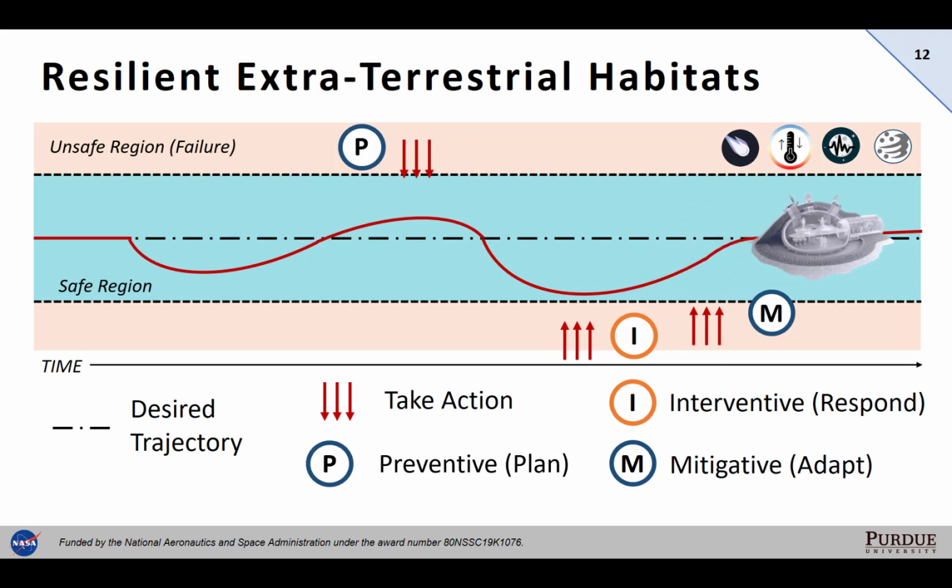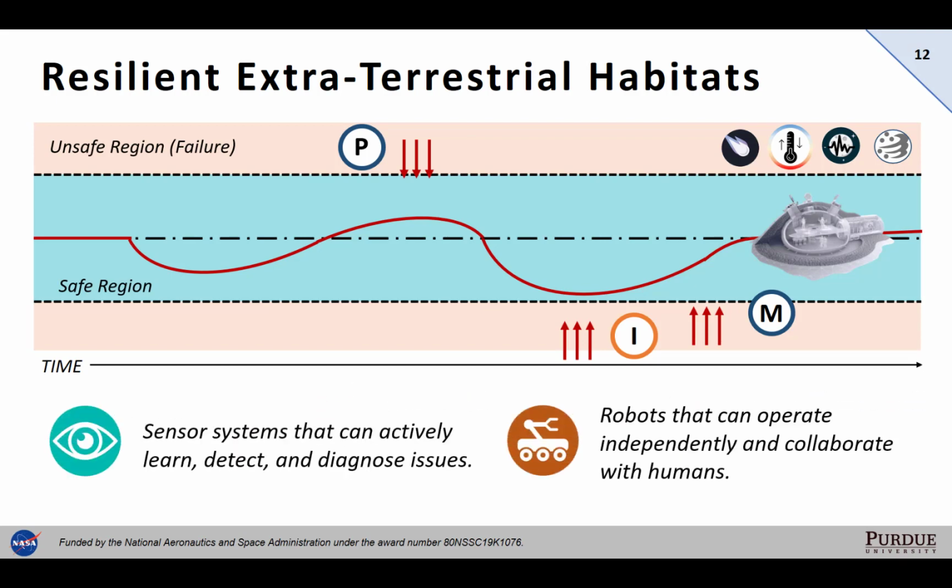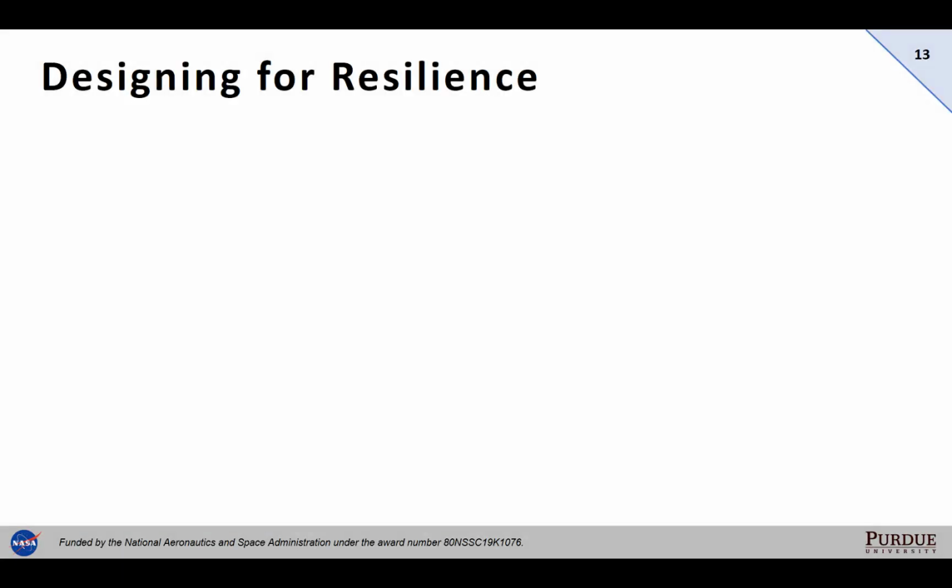To achieve such a behavior, the team is working on developing sensor technology that can actively learn how the system works, detect or catch irregularities, and diagnose the sources of the issues. Whenever you need intervention, robots can come to help, sometimes along with humans if present, and already have a set of solutions for the different things that could go wrong because you planned ahead of time.